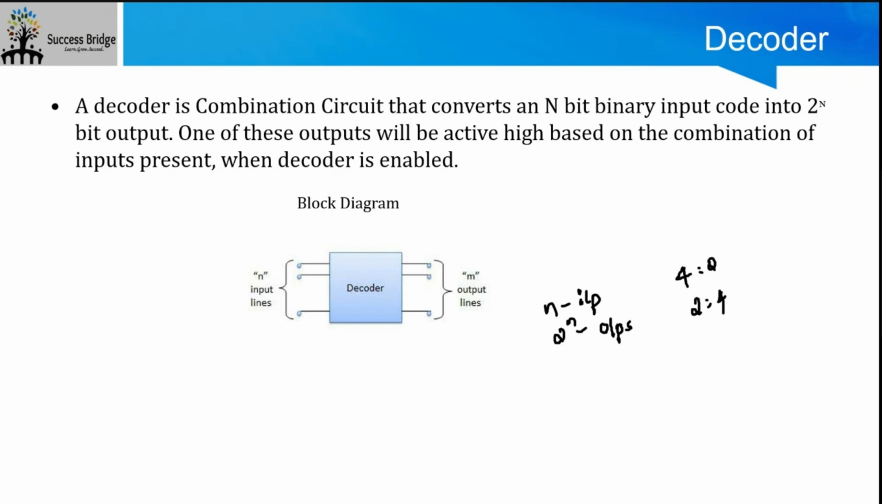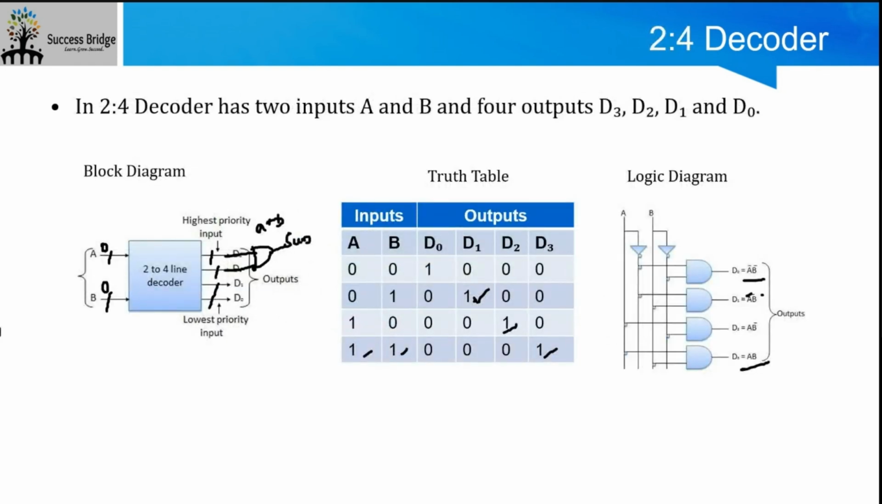So a decoder is also a combinational circuit that converts an n-bit binary input code into 2 to the power of n bit output. So we'll see a 2 by 4 decoder, the truth table behavior. Okay. So decoder is much easier actually in terms of realization from block diagram to truth table and truth table to the logical diagram. So each D0 is equal to, D0 is the lowest, right?